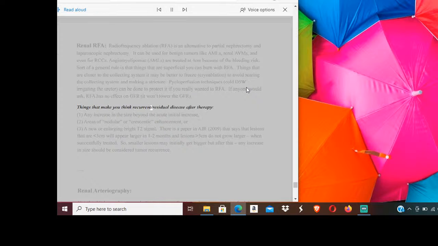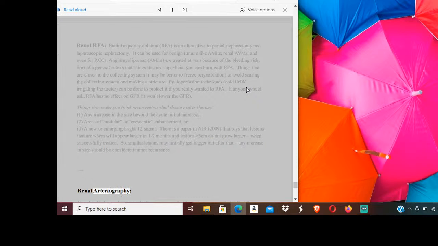Things that make you think recurrent or residual disease after therapy: 1. Any increase in the size beyond the acute initial increase. 2. Areas of nodular or crescentic enhancement. Or 3. A new or enlarging bright T2 signal. There is a paper in AJR 2009 that says that lesions that are less than 3 cm will appear larger in 1 to 2 months, and lesions greater than 3 cm do not grow larger when successfully treated. So smaller lesions may initially get bigger, but after that any increase in size should be considered tumor recurrence.